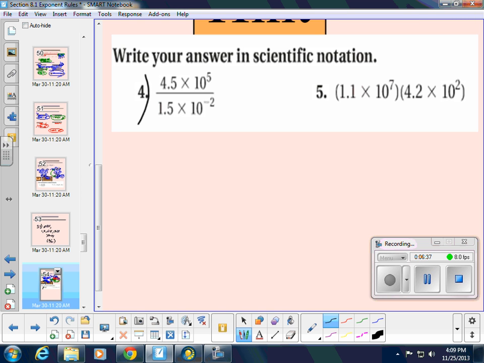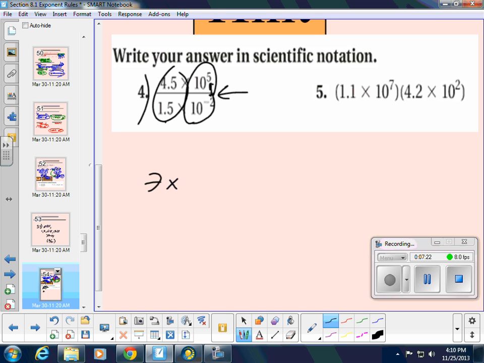So this example says 4.5 times 10 to the 5th divided by 1.5 times 10 to the negative second. So in this problem, again, we're dividing, but we know some rules when we're dividing. What I can really do is just divide these two numbers and then just use a rule for these two powers, and that should give me my simplified answer in scientific notation. Kind of like I did with that second example we did. So 4.5 divided by 1.5 just gives me 3. And that times, well, if it's 10 to the 5th divided by 10 to the negative second, I would subtract those two exponents.